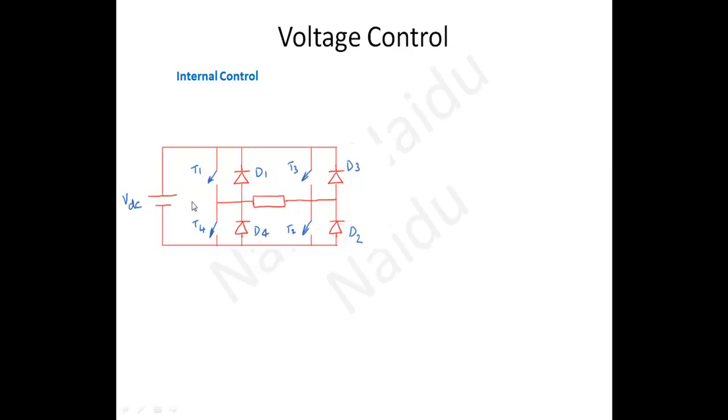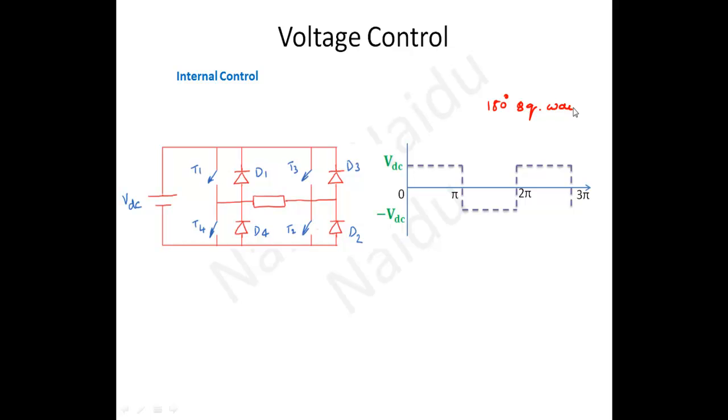Instead of operating the switches in one scheme, we will operate in a different scheme. Okay, we'll see what exactly the meaning of that is. So now, using this inverter, we are getting this type of voltage waveform. We already discussed that it is called a perfect square waveform, also called a 180 degree square waveform. That's how we discussed the switch operation. Now, to get the variable voltage using internal control, we will modify that.